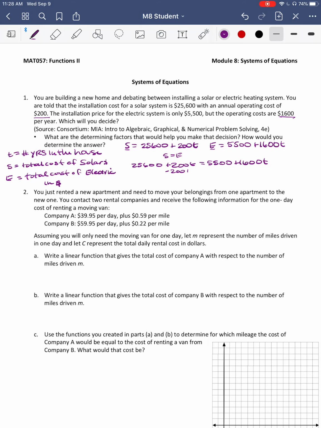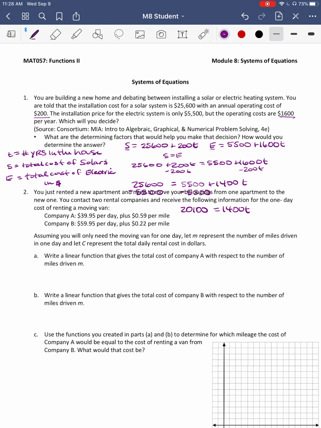So maybe I first subtract 200t from both sides. So I have 25,600 equals 5,500 plus 1,400t. My next step would be to subtract 5,500 from both sides. And then I'll write that down here. I have 20,100 is going to equal 1,400t.